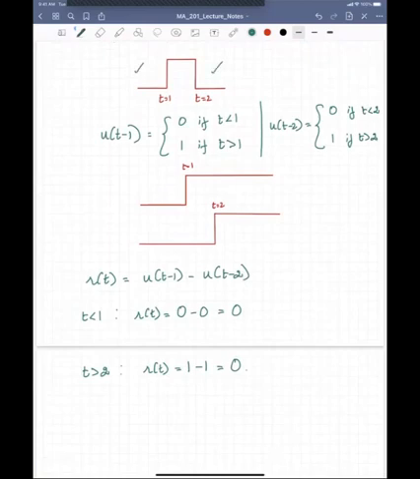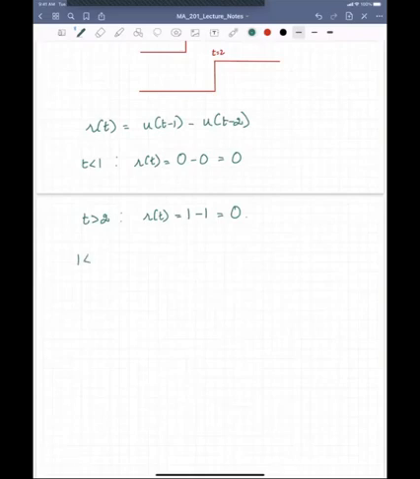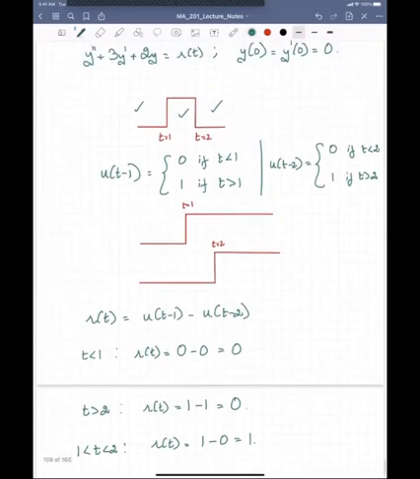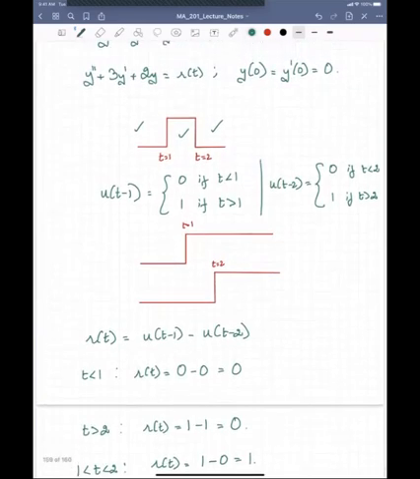How about the middle region? In this region, t is greater than 1, which means u of t minus 1 is certainly 1. But u of t minus 2 is 0 because t is still less than 2. As long as t is less than 2, u of t minus 2 is 0. So this is equal to 1. So this is also reproduced correctly. So by constructing this particular linear combination of step functions, you can actually talk about functions that are turned on and turned off in this particular fashion.